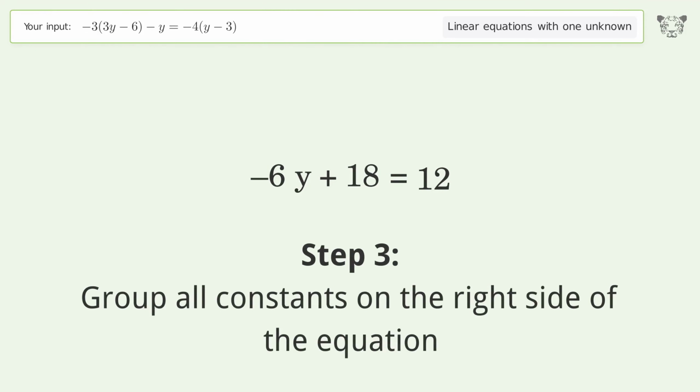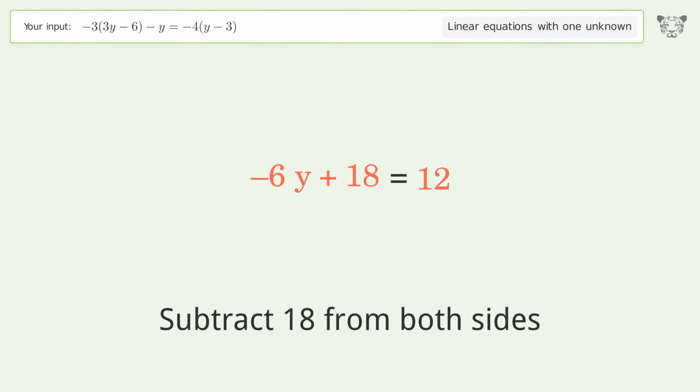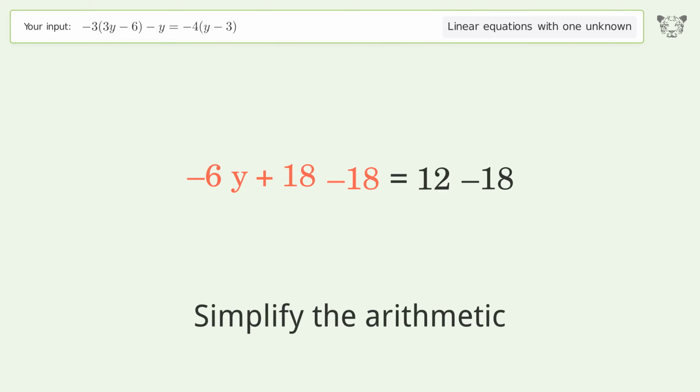Group all constants on the right side of the equation. Subtract 18 from both sides. Simplify the arithmetic.